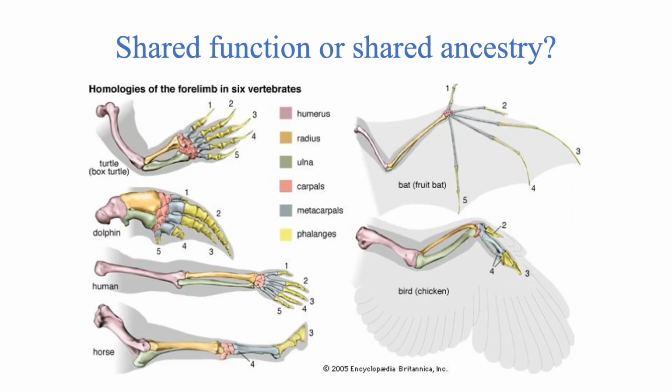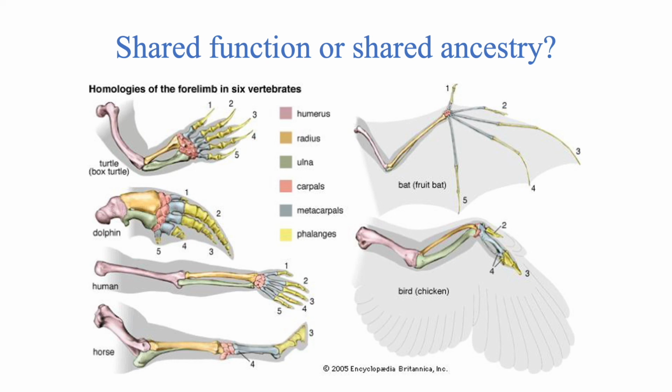And finally, the last bit of information we're going to touch on in this section of the lesson is differentiating between shared function or shared ancestry. This can be really complex and still confuses researchers every day. Earlier in this lecture, we reviewed the bones of the forelimb in humans. You'll notice in this image that a lot of other organisms have strikingly similar bony structures in their forelimb.